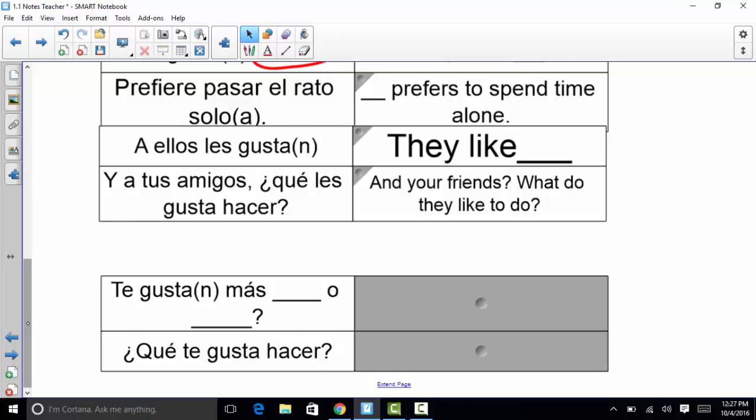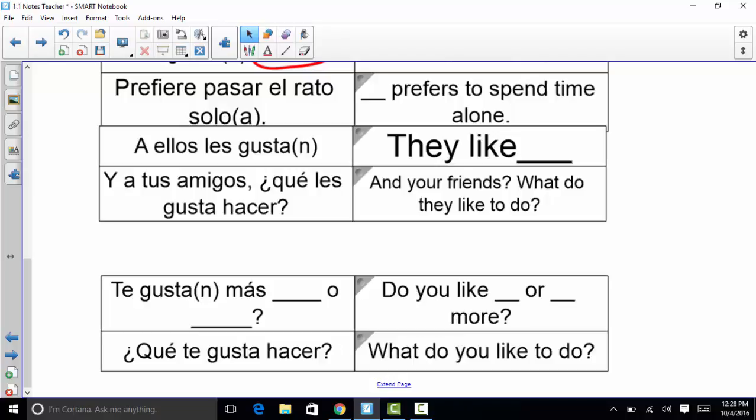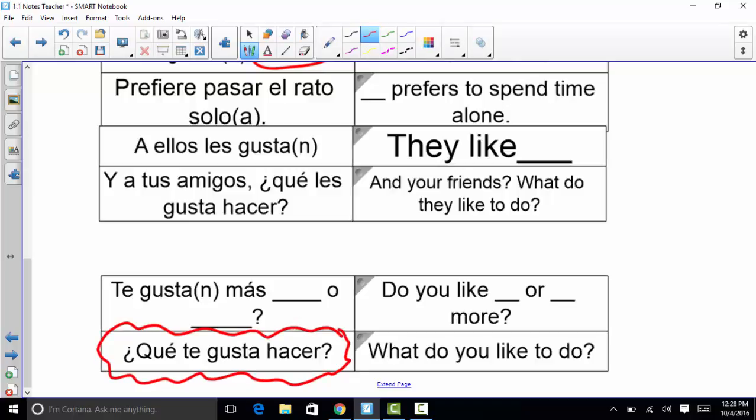Okay, and then you have two more questions on the bottom. Te gusta más blank o blank? That's giving somebody an option. Do you like this or that more? And the very last one, ¿qué te gusta hacer? Is what do you like to do? Okay, we're going to be kind of focusing on this question in the future in class, asking and answering our classmates, ¿qué te gusta hacer?